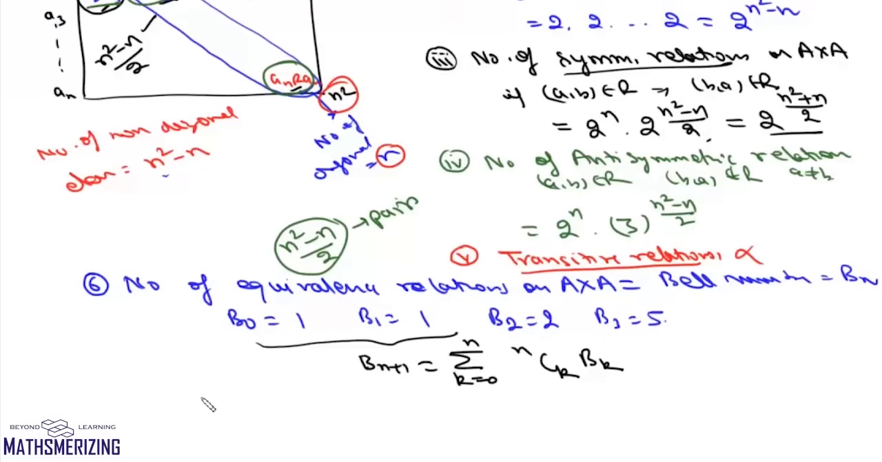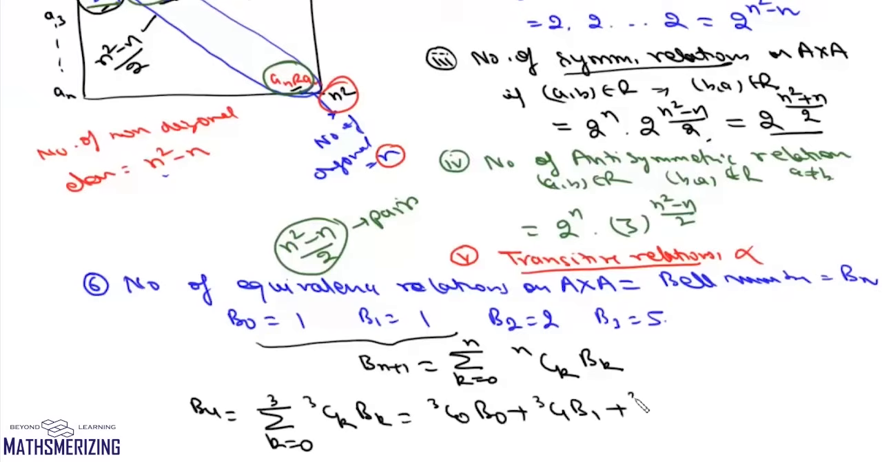Now suppose we have to find B4. Now B4 will be this summation, k varies from 0 to 3, 3Ck and Bk. So it'll be 3C0 B0 plus 3C1 B1 plus 3C2 B2 plus 3C3 into B3.